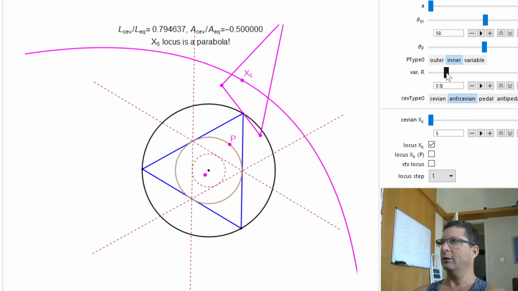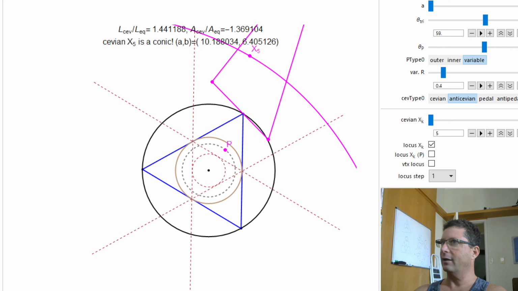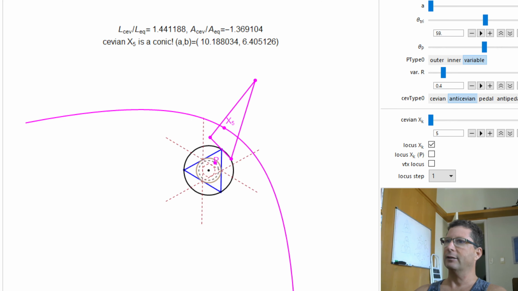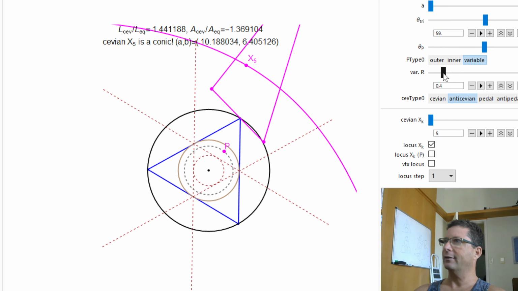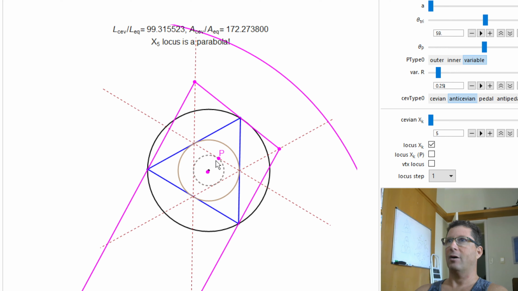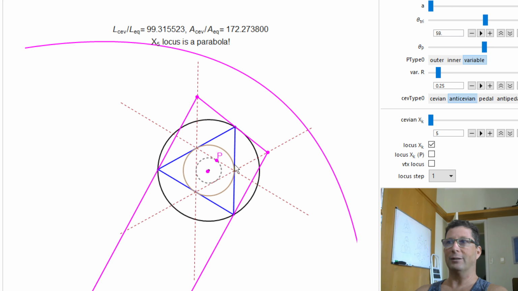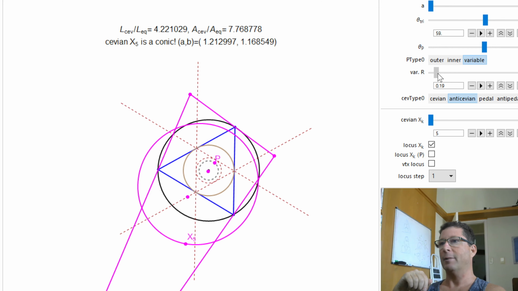And then when I continue to move inwards, I'm now, I believe, again a hyperbola. Yes, and then when I cross this other chasm here of being exactly on the Spieker circle, I'm back to being a parabola. So there are two parabolas in this family. That's quite interesting, right? I can be a parabola if P is on the Spieker circle or on the incircle for the X5 locus. And then when I go inside the Spieker circle, I'm now an ellipse.